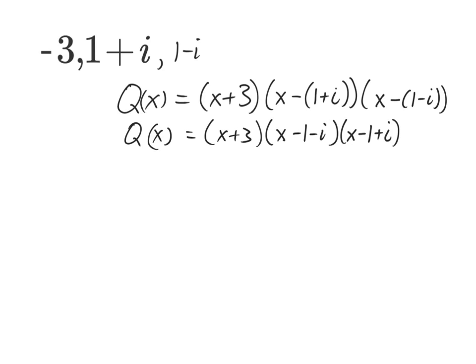Now what we need to do is make a polynomial with integer coefficients, which means we need to distribute all of this into each other. So the easier one to distribute, surprisingly, is going to be these imaginary numbers first. So I'm going to get this one, which is x squared, minus x plus xi.